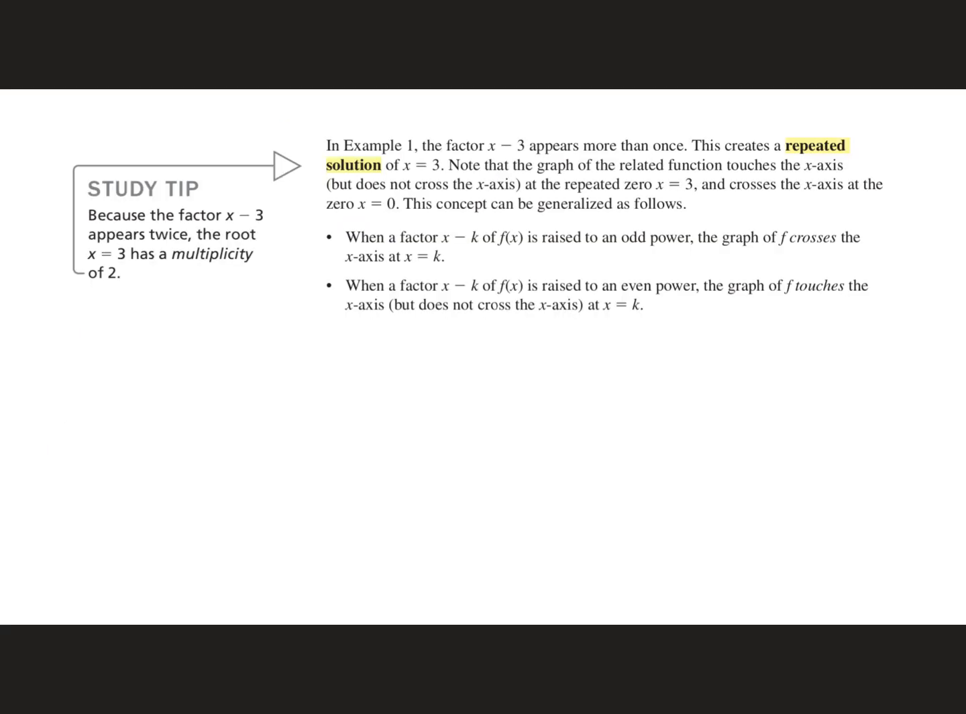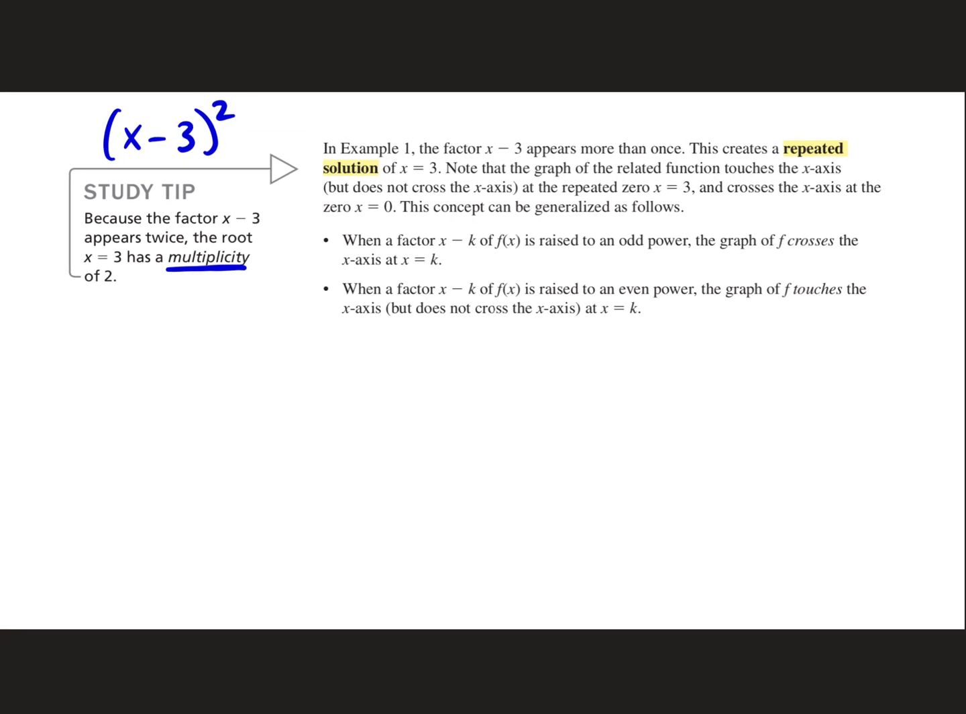But writing it as the x minus 3 squared leads us into this page here. It says because the factor of x minus 3 appears twice, so it's talking about the example on the last page, the root of x is equal to 3 has a multiplicity of 2. Multiplicity just means that there's multiple of them. It repeats. So we had 2 of the x is equal to 3's. So in example 1, the factor of x minus 3 appears more than once. This creates a repeated solution of x is equal to 3.